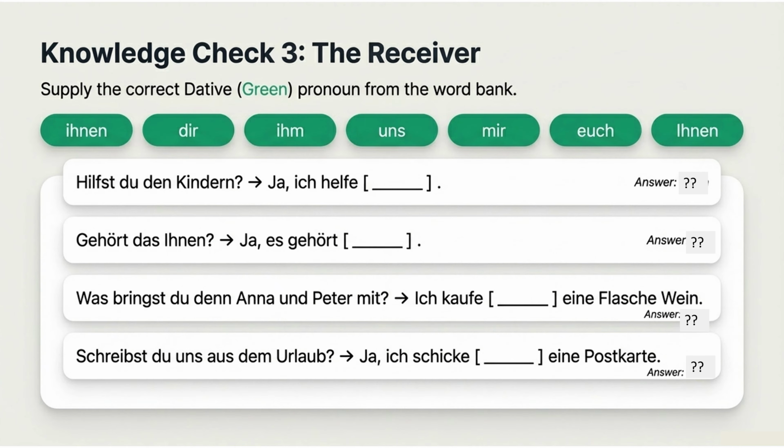Knowledge check 3. The receiver. Fill in the correct dative pronoun. Hilfst du den Kindern? Ja, ich helfe ihnen. Gehört das Ihnen? Ja, es gehört mir. Was bringst du denn Anna und Peter mit? Ich kaufe ihnen eine Flasche Wein. Schreibst du uns aus dem Urlaub? Ja, ich schicke euch eine Postkarte.